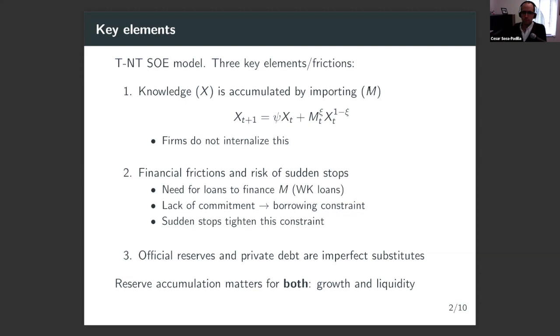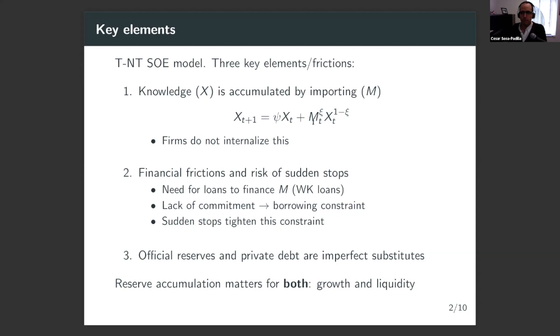Okay, so you can think of knowledge as TFP here for a second, and the law of motion for it is that knowledge tomorrow is going to be some undepreciated knowledge from today, plus the new knowledge production, which is a combination of the stock of knowledge and your imports. So you learn by importing. The key here is that the firms do not internalize this, right? So that's where the externality is going to come from.